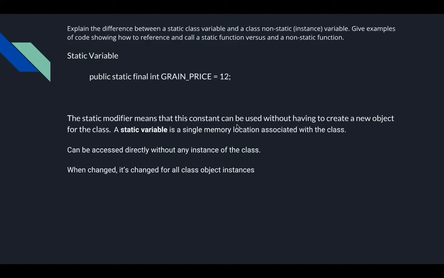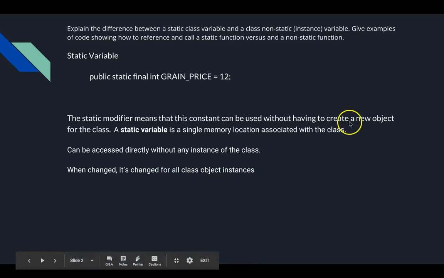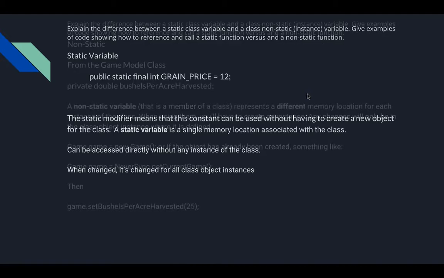So a static variable is a single memory location. So you can access it directly without having to call an instance of the class. And when it's changed, if we happen to change this value, it'll change across all class object instances.